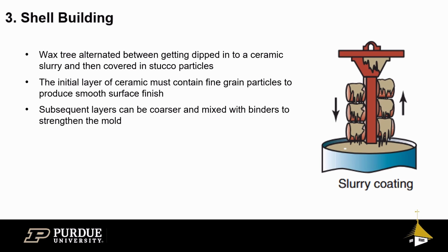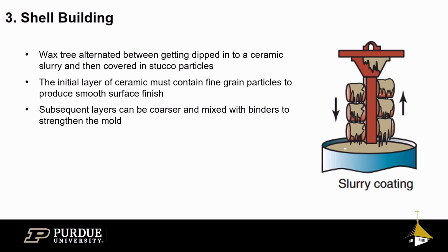The stucco powder that is applied between the ceramic layers is necessary to prevent cracking, build thickness, and prevent layer separation. Anywhere between 6 to 10 layers of combined slurry and stucco will be applied to ensure the shell is thick enough. However, you don't want your shell to be too thick, otherwise, you run the risk of not being able to remove it to retrieve the finished part later.